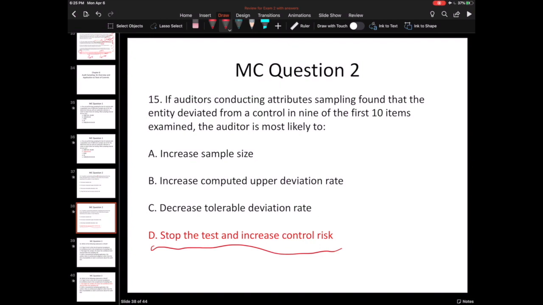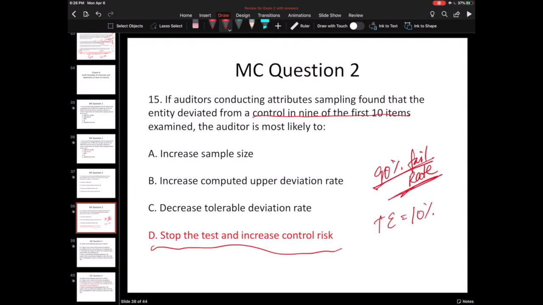And again, this was specifically called out on the chapter 8 slides that we just did. So the idea is, okay, if it has already failed 90% of the time, a 90% fail rate in my first 10 items I test, there's no way. My tolerable error rate for the test is probably 10% or something like that.